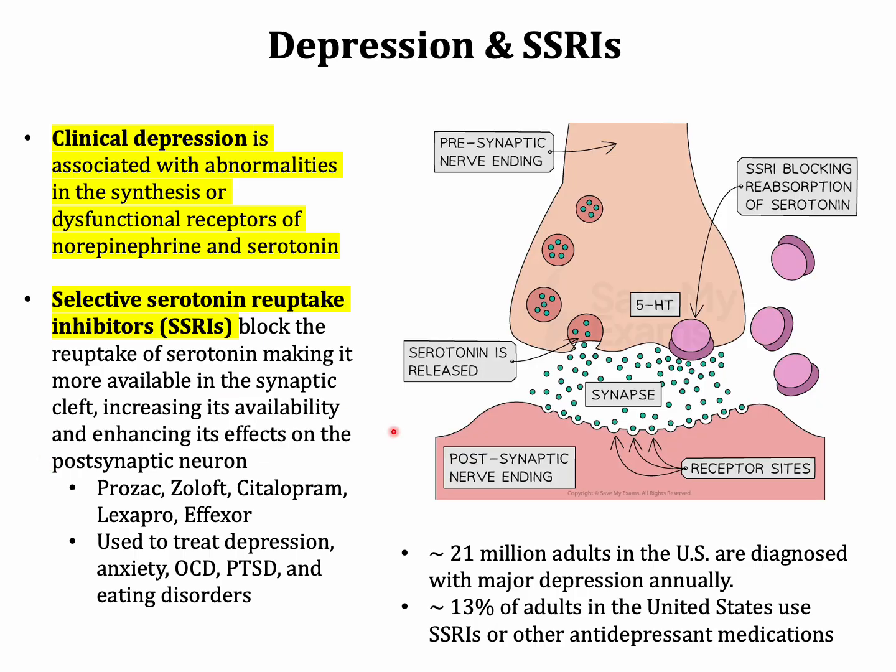So, what they do is they block reuptake of serotonin, and blocking that reuptake makes more serotonin available in the synaptic cleft. So that can allow for serotonin to continuously bind to receptors. It's more available to the receptors. So that in turn helps to increase its effect and counteract any deficiencies that may be present in the nervous tissue.